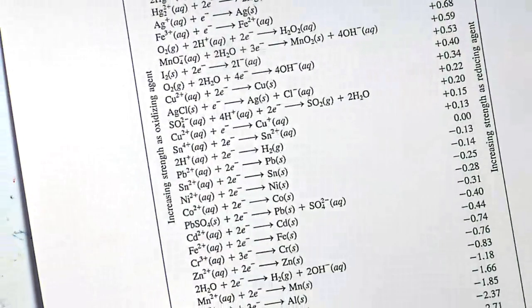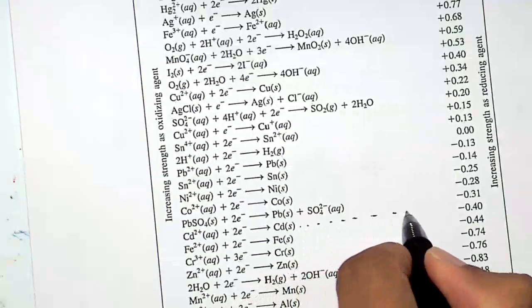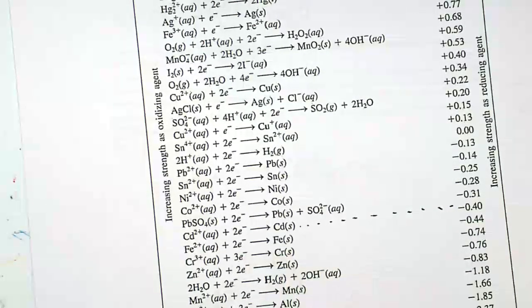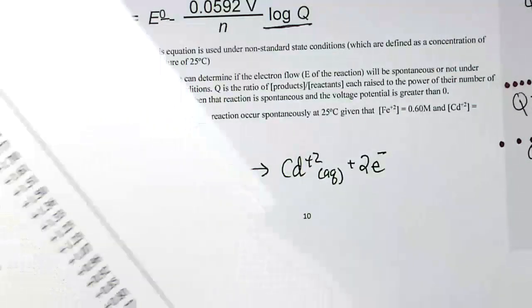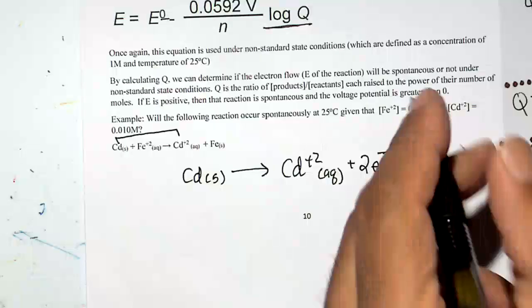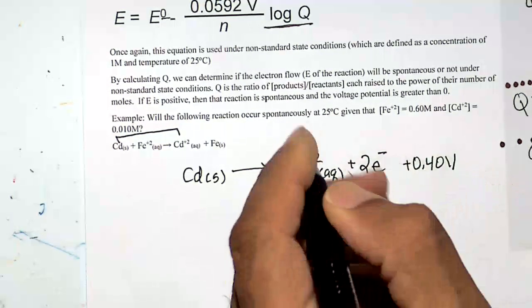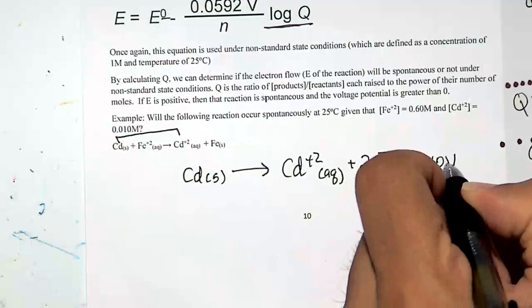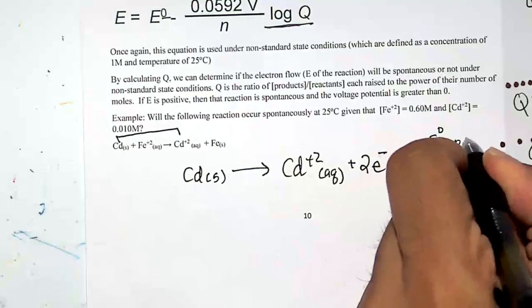Let's go ahead and figure out the voltage of that. What do you guys see when you do the cadmium one? Is it going to be negative 0.40 volts or positive 0.40 volts? It's going to be positive, very good. Is this the anode or the cathode? Anode, yeah, very good.